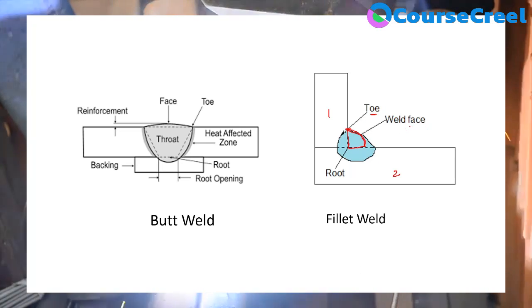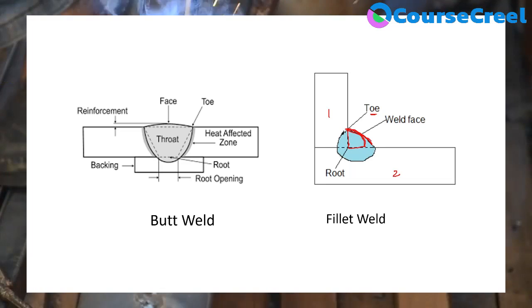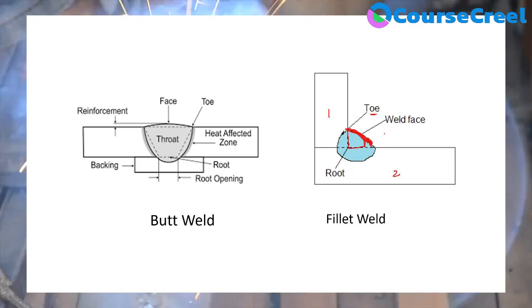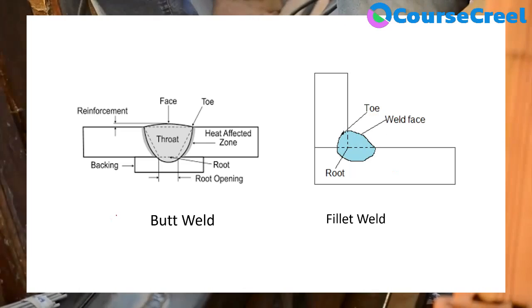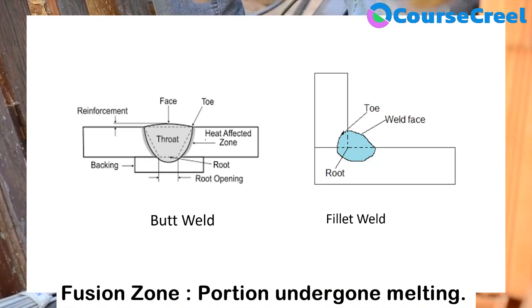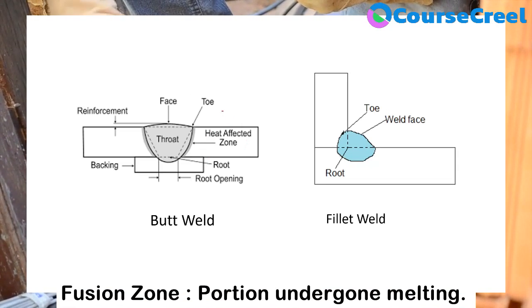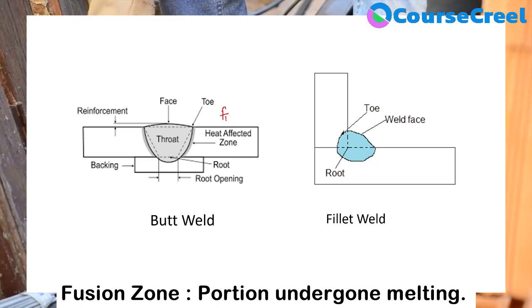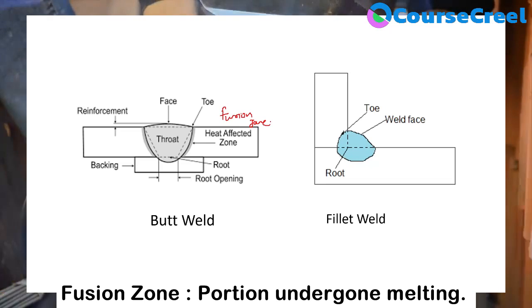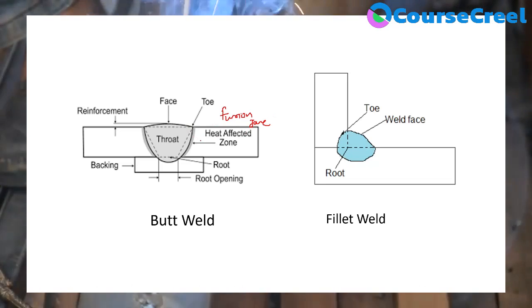Now the next is weld face. Weld face is defined as the exposed surface of the weld. You can see here, this is the weld face. Now one more term you need to remember here is the fusion zone. I have already taught you about the heat affected zone. The fusion zone is defined as the portion of material that has undergone melting, where we are considering the application of heat.